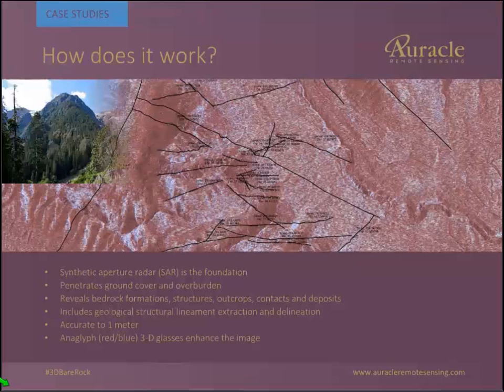Each 3D bare rock model includes a geological structural lineation and delineation. In this image, we see black lines depicting faulting with strike and dip measurements showing their angularity and orientation.